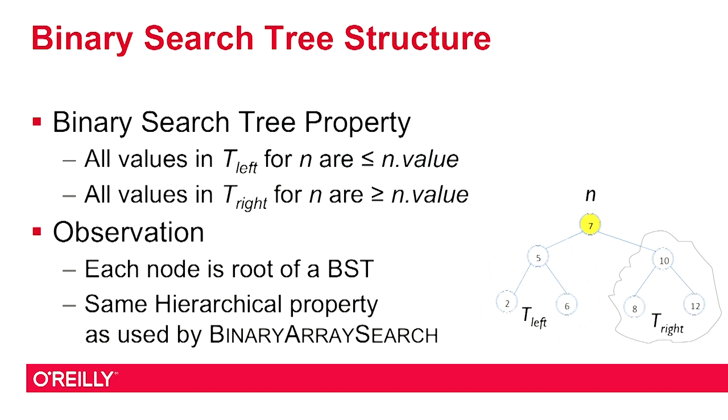As you observe the larger structure, you can see that all the values that are contained in the left subtree are smaller than or equal to the root's values, and all the values in the right subtree are greater than or equal to the root's values. This observation is fundamental to understanding how the binary search tree is structured. It gives you the exact same hierarchical structure that we saw in binary array search, but it no longer requires a contiguous block of memory.